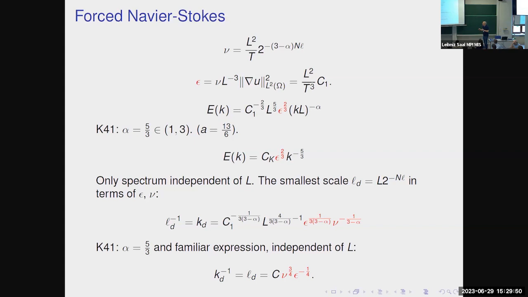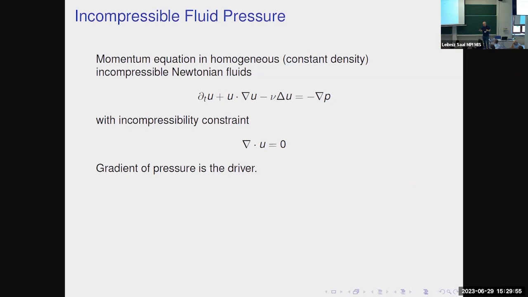So another message of this talk would be that there are a few important objects in this theory, or in this business, and one of them, which is a little bit neglected, is the pressure. Another one that I'm going to mention is the structure function. So they're a little bit neglected, not a lot neglected, but a little bit neglected. So I want to remind you about the pressure.